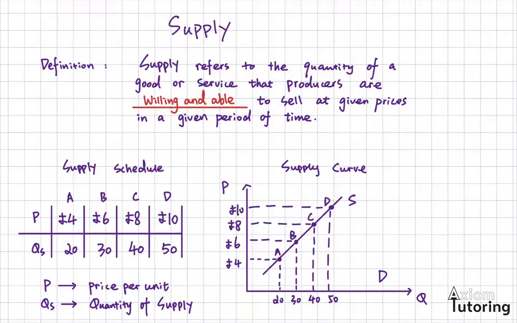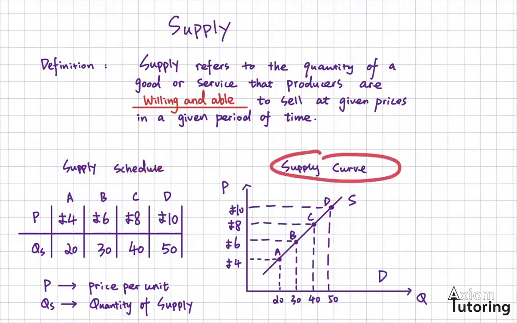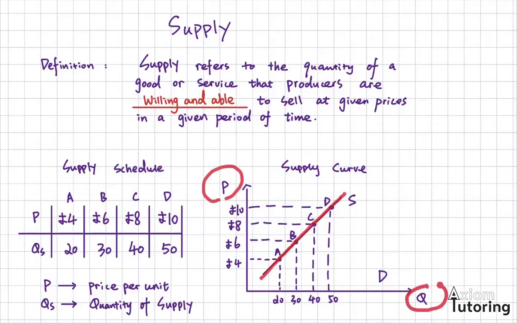A-level expects us to also distinguish between a supply schedule, a table that shows the different quantity of supply at different prices, and a supply curve, an upward sloping diagram that demonstrates the relationship between the price and quantity of supply. It is very important to separate supply from quantity of supply, or quantity supplied in short.